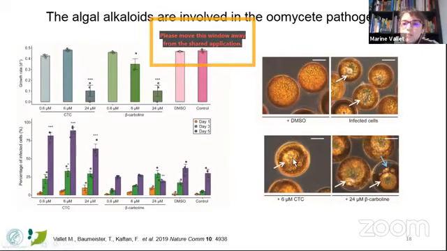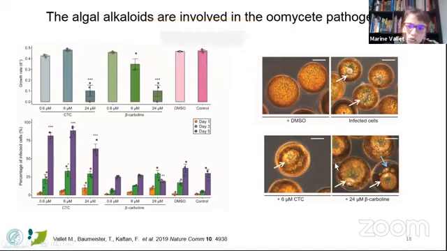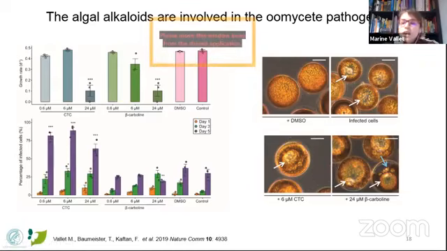And when we add the compound to healthy cells, we actually saw a similar phenotype. For those who know more about plant physiology, this is what we call plasmolysis. So we have the vacuole formed inside the cells, and you even have the cells which are no longer attached to the membrane, to the cell wall. And so this proved that indeed the compounds are upregulated during the infection. They actually contribute to the oomycete pathogenesis.